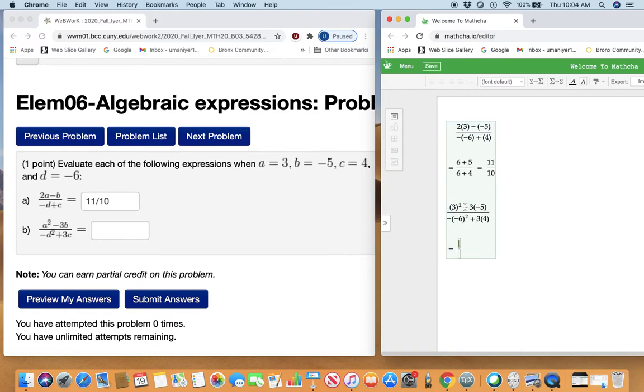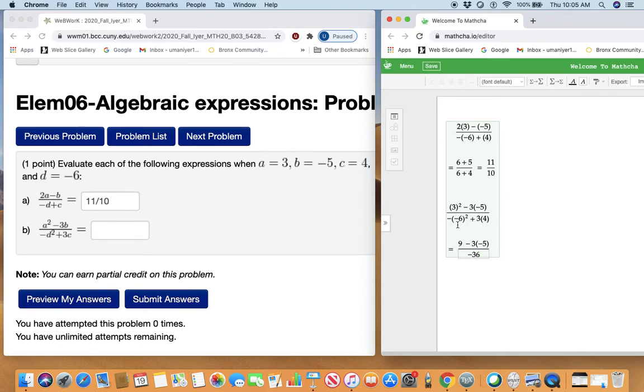We are going to simplify numerator and denominator separately. Exponent takes precedence over multiplication. So exponent first. That's a 9 minus 3 parenthesis -5. Now here again exponent. So mind you, the square applies to the parentheses. So the negative inside is squared, but the negative outside is not squared, it stays. Okay? Negative inside is squared and 6 to the power 2 is 36.